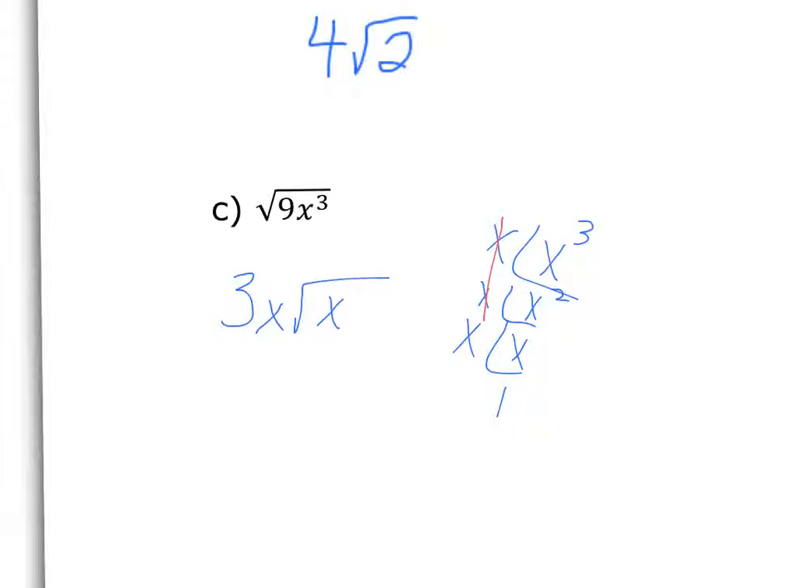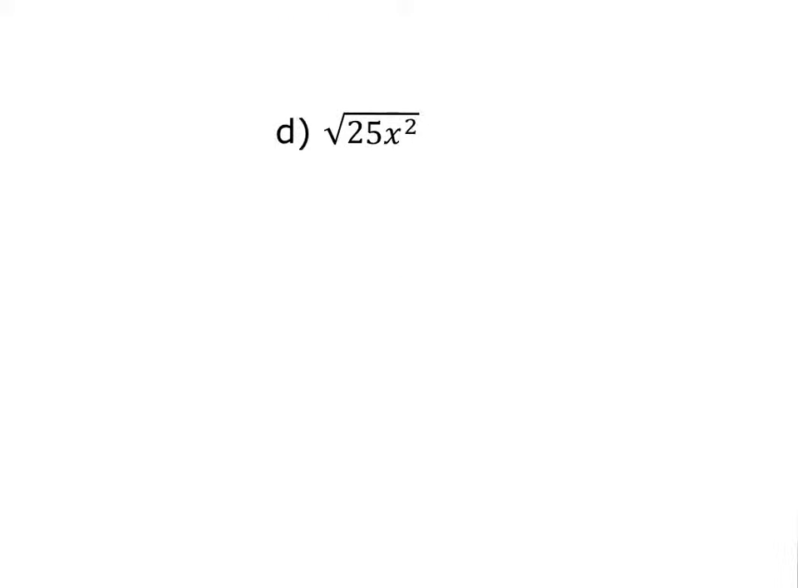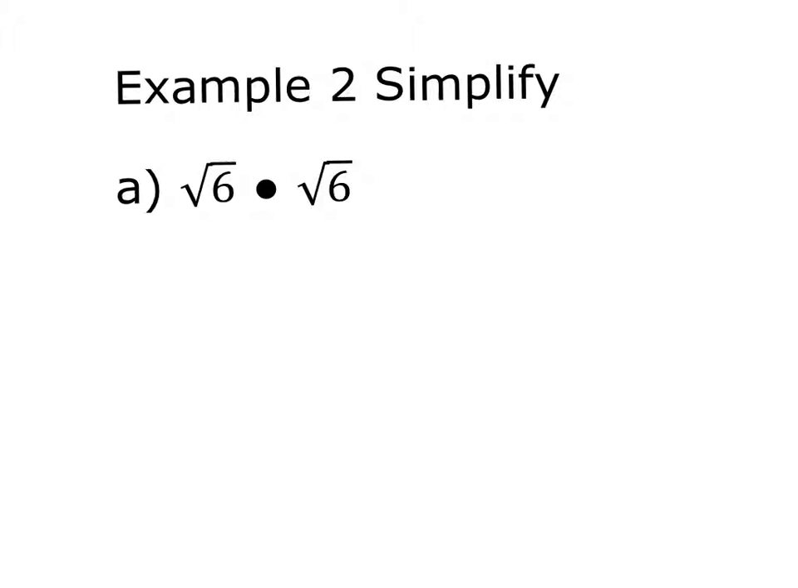Try letter D. Okay, last one. The square root of 25 we know is what? 5. How many x's do I have? 2. So a pair gets to come out, and it makes only 1x. That's it. There's nothing left under the radical symbol. It's not going to be a decimal.